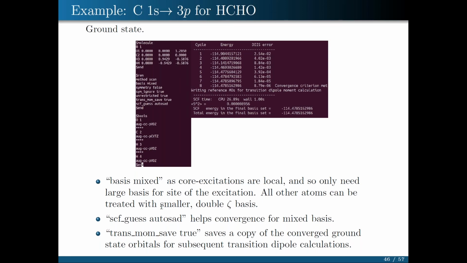Since we are using this mixed basis, we don't have a normal superposition of atomic density, or SAD, guess available. So it's best to specify SCF guess autoSAD so that it quickly converges the ground state calculation. And if you're interested in transition dipole moments, you should add a transform save so that it saves a copy of these ground state orbitals separately for computing the transition dipole afterwards.